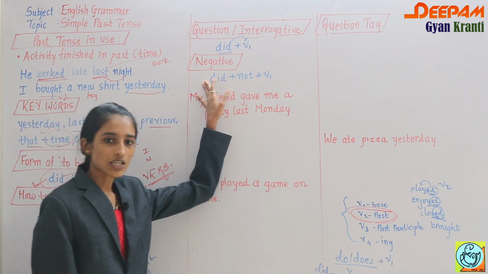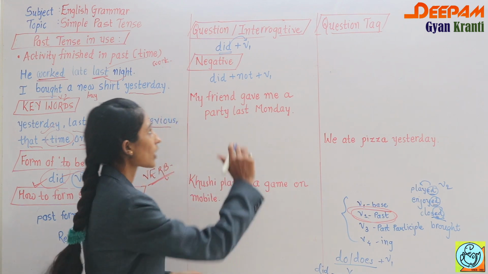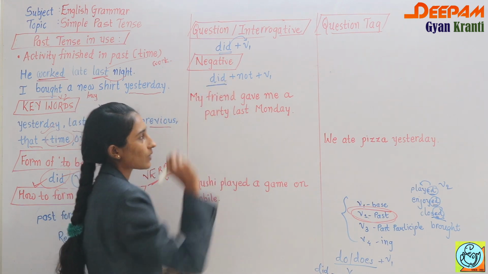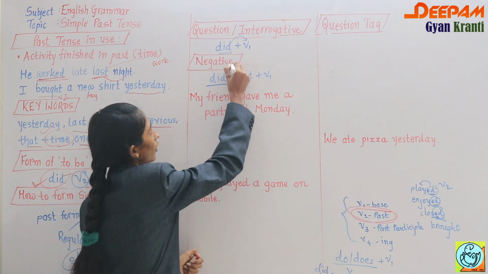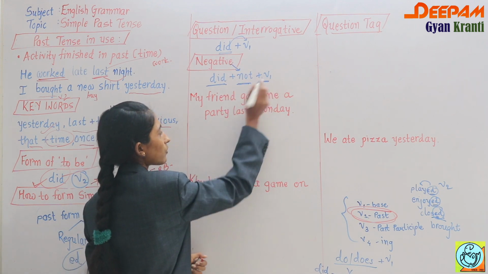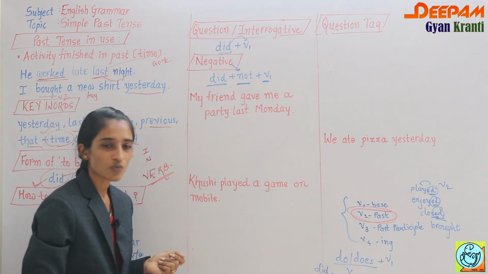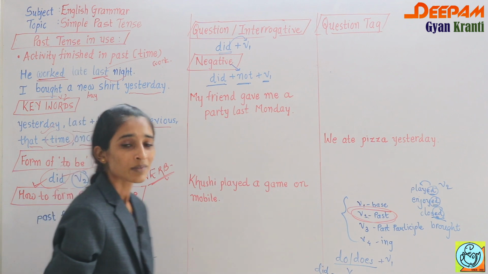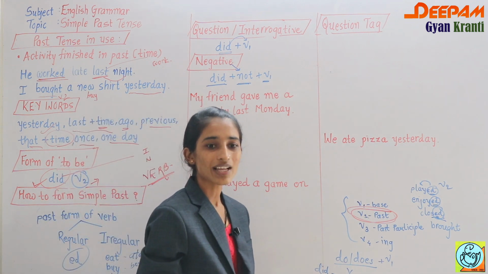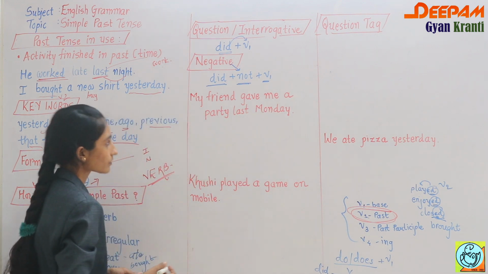Then the negative sentence. For a negative sentence, first we want the to be form, so in simple past tense we use did. Then I want to change it into negative, so I have to add not, and then comes V1. So did plus not plus V1. That is the sentence formation for a negative sentence. Now some examples are there. Let's see how to form interrogative and negative sentences.